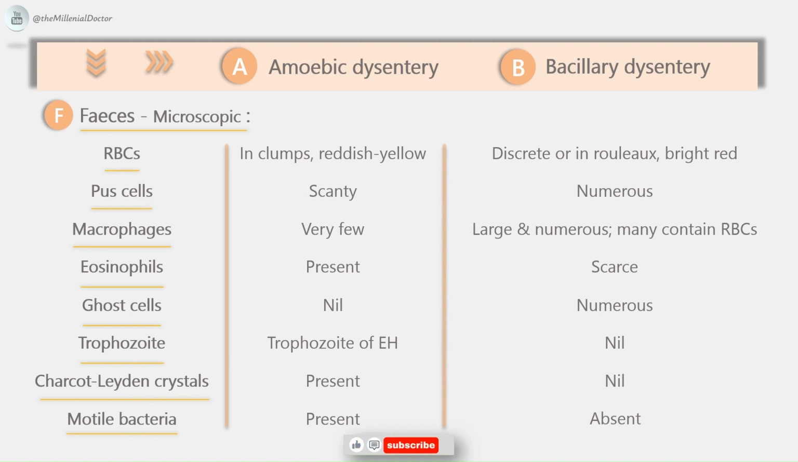Trophozoite. The trophozoite of Entamoeba histolytica is present in amoebic dysentery, whereas it is absent in bacillary dysentery. There is presence of Charcot-Leyden crystals in amoebic dysentery, absence in bacillary dysentery, and the motile bacteria are present in amoebic dysentery and absent in bacillary dysentery.